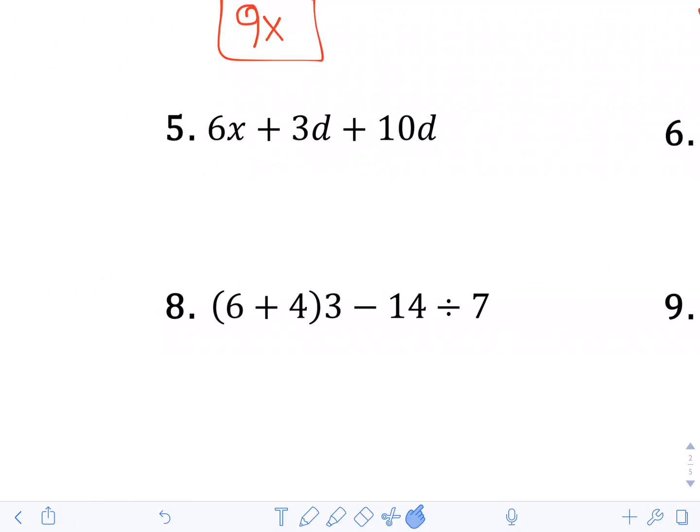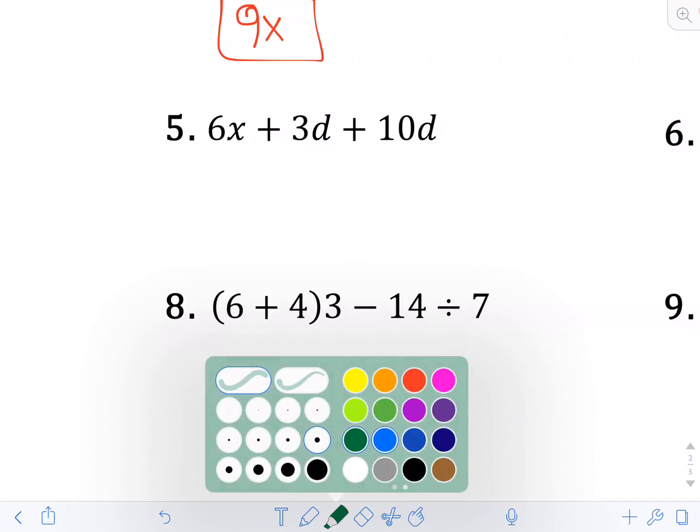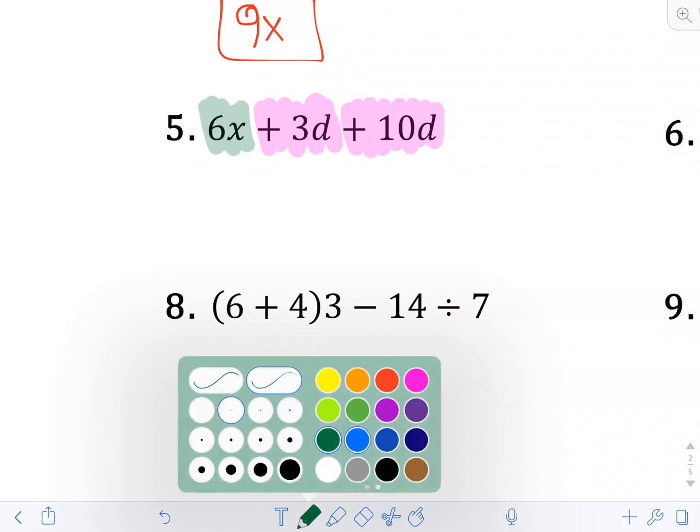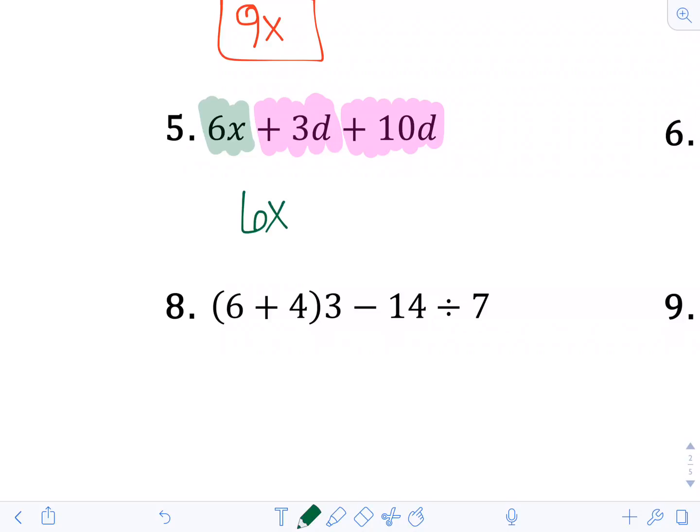Okay, number 5. So again, I'm just going to go through and highlight what I have. So here I have a 6x. And when I look through my expression, I do not have any other variables that contain x in it. So that one's done. I have a positive 3d. And when I look through my expression, I see I actually have another d, and it's a positive 10d. So we have this 6x here I'm going to bring on down. And then I'm going to combine what looks alike. So since I have 3d and 10d, when I combine those, I get 13d.